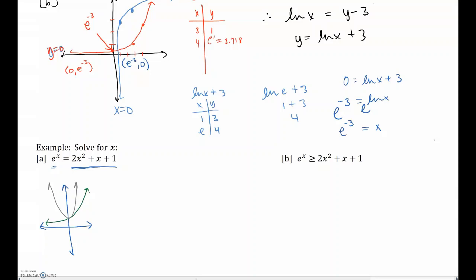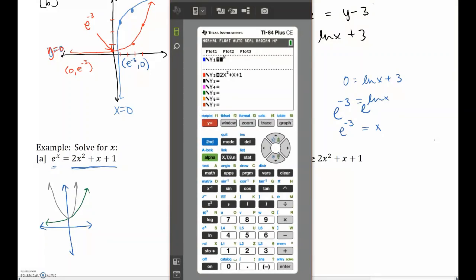So it might just be easier to go into the graphing calculator, which I've already put in. Hit y equals, type e to the x in y1, 2x squared plus x plus 1 in the other. And now I can go ahead and look at the graph. So if I graph this, zoom 6 to get a good window if you want. Zoom 6 is your standard window. And if I graph that, I get a nice graph.